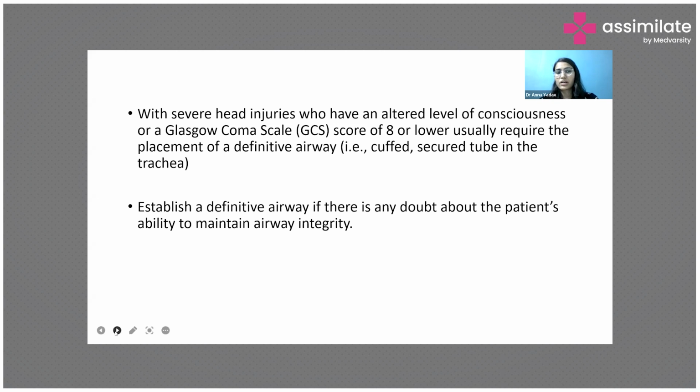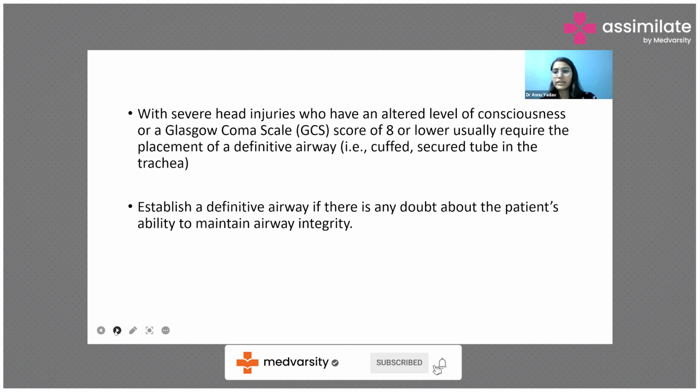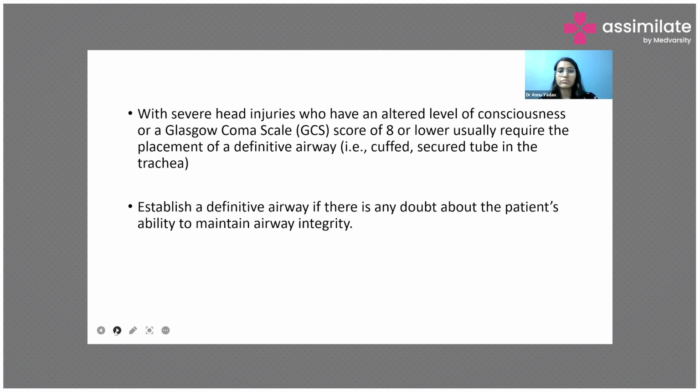Establish a definitive airway if there is any doubt about the patient's ability to maintain airway integrity. Most of the time we think the patient might be alcohol induced and will get better after some time if we give him some time. But whenever there is a GCS of less than 8, whatever the reason is, do not wait. It will lead to complications and hamper the cerebral perfusion of the patient later on. It's better to tube, and then we will take care of the other things.